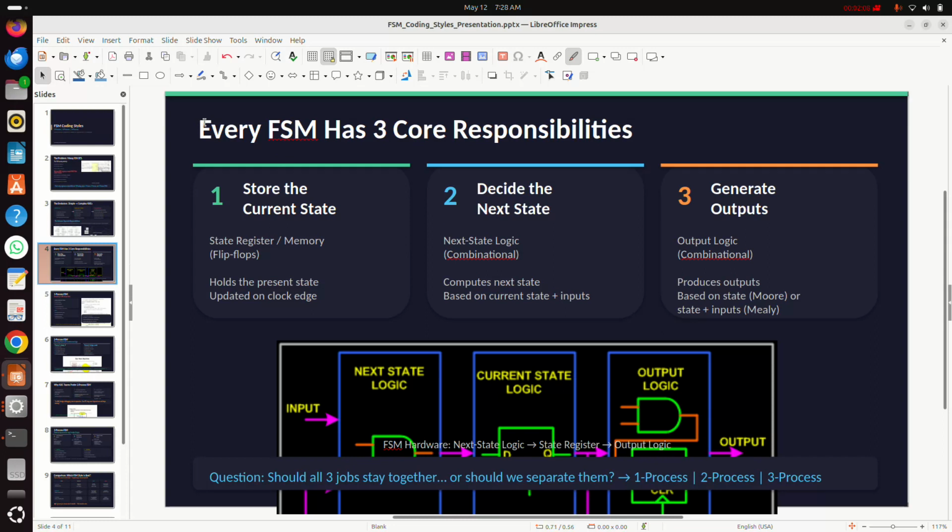Every FSM has three core responsibilities. First, store the current state. Second, decide the next state. And third, generate the outputs. The current state is stored by the state register, or flip-flops. It holds the present state and updates it on the next clock edge. The next state decider is a combinational block. It computes the next state based on the current state plus inputs. The output block, which generates the outputs, is a pure combinational logic block. It produces outputs based on the state if it is a Moore machine, and based on the state plus inputs if it is a Mealy machine.